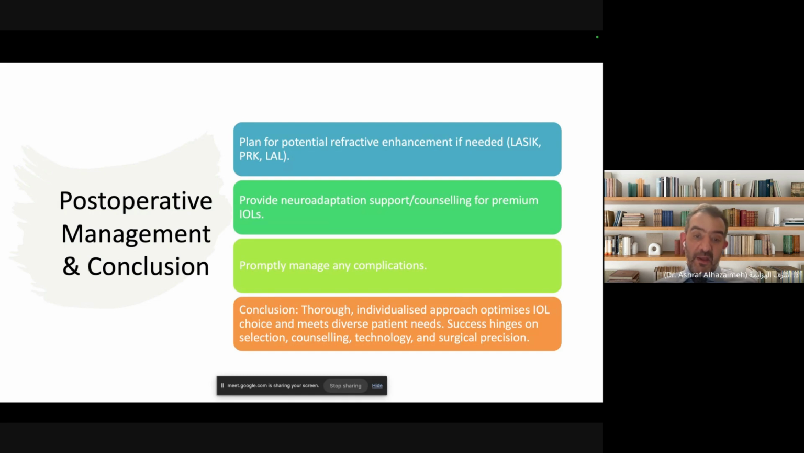What about post-operative care? Before you do the surgery, while counseling the patient, tell the patient that we are using calculators to predict the post-operative refractive error. In so and so, in 95% of cases we are very accurate, but there are 5% of cases where we might be out of this range. If we are out of this range, we might need to do another procedure to address this issue, like doing a PRK or LASIK.